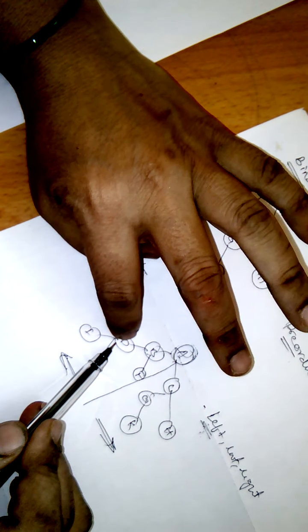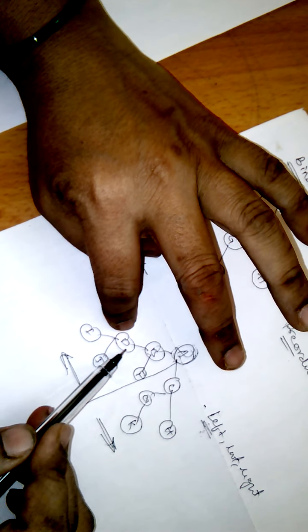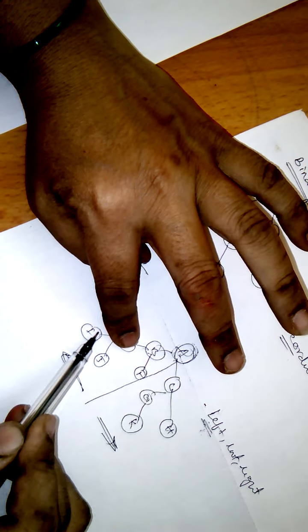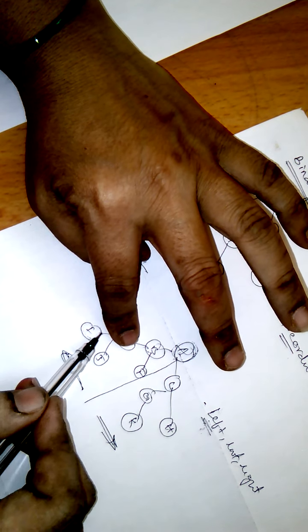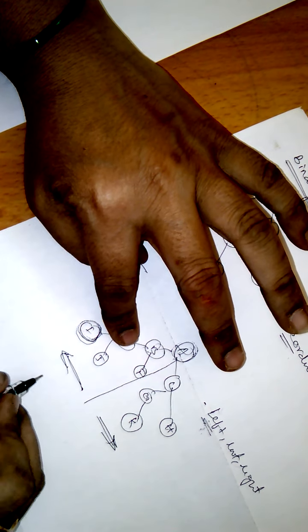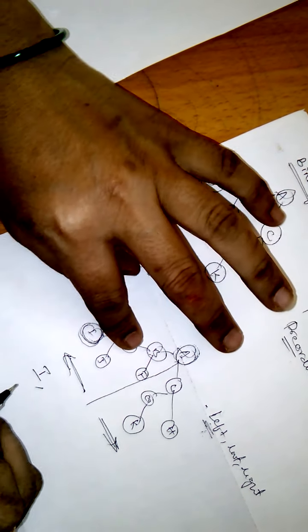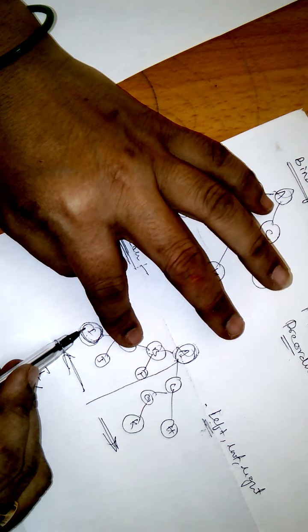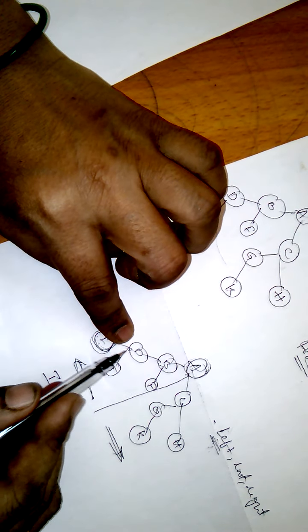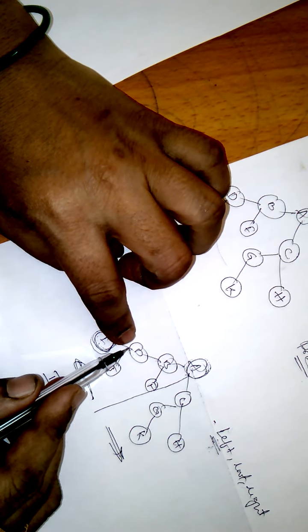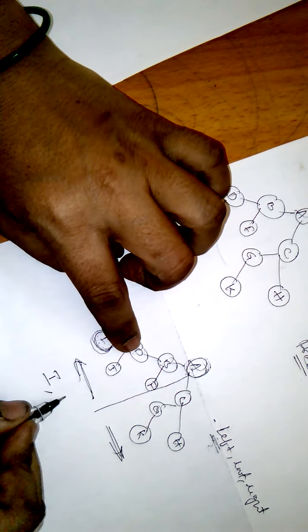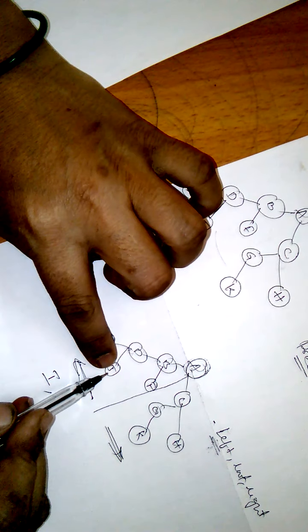Next is D. D is also a parent. Next is I. We are trying to visit only left, and I is a leaf. So first visit left: we visit I. After left, visit the root. Now left is finished, and D is the root, the parent of I, so we visit D. Next, right: J.